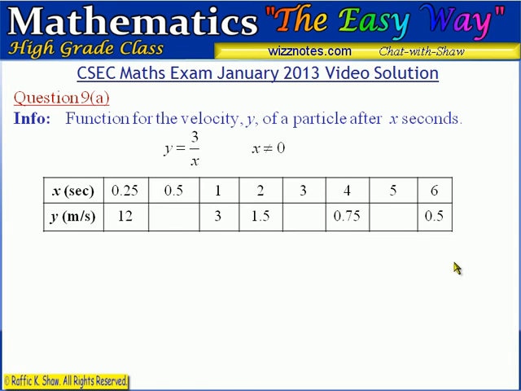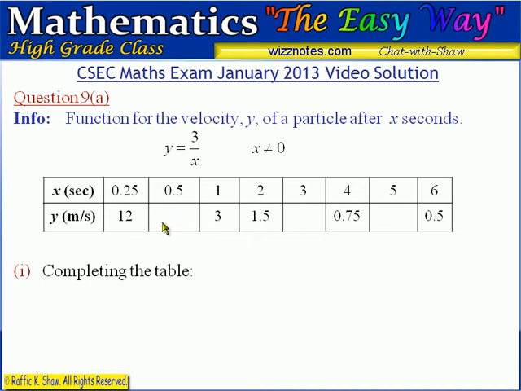This is question 9 of the CSEC math exam January 2013, and this question gives us a function for the velocity y of a particle after x seconds, and this is it. Y is equal to 3 divided by x, where x is not equal to 0. They give us this table, and the first part of the question wants us to complete the table. So basically we want to complete these 3 cells.